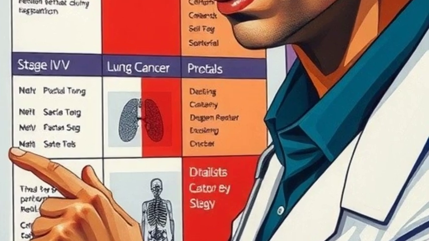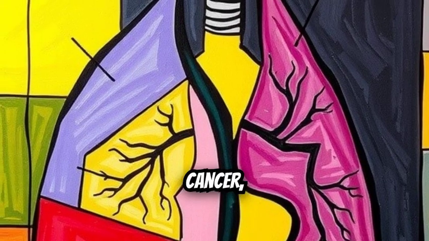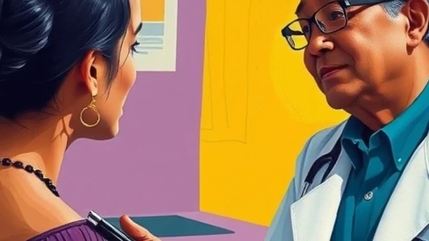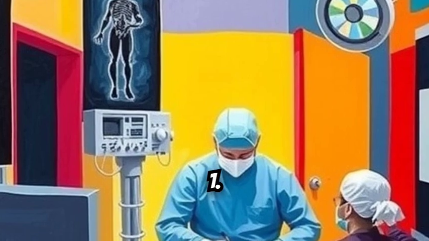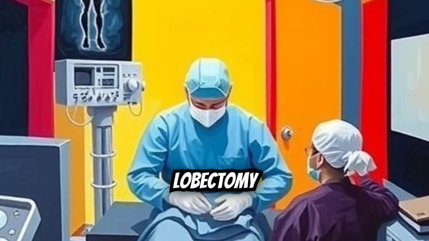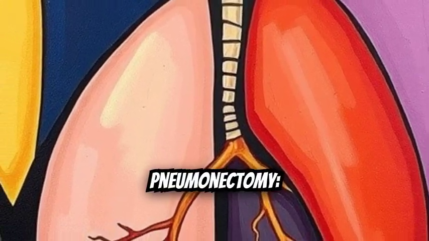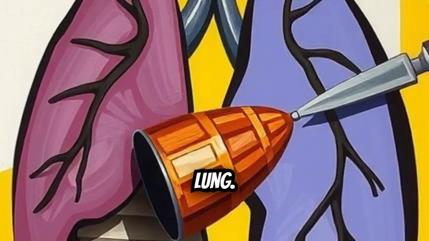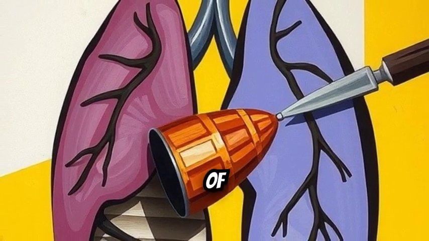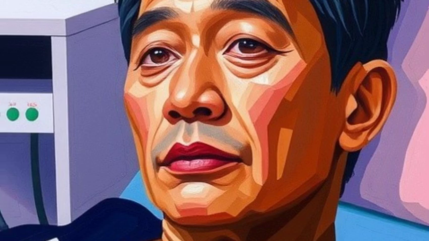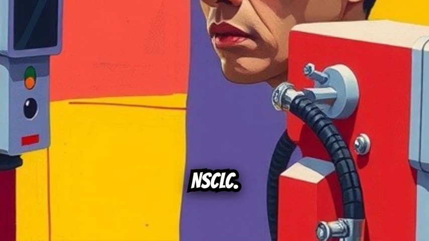Treatment options. Treatment depends on the type, stage, and location of lung cancer, as well as the patient's overall health. Common treatment options include 1. Surgery: lobectomy, removal of a lobe of the lung; pneumonectomy, removal of an entire lung; segmentectomy or wedge resection, removal of a small part of the lung. Surgery is usually recommended for early-stage NSCLC.